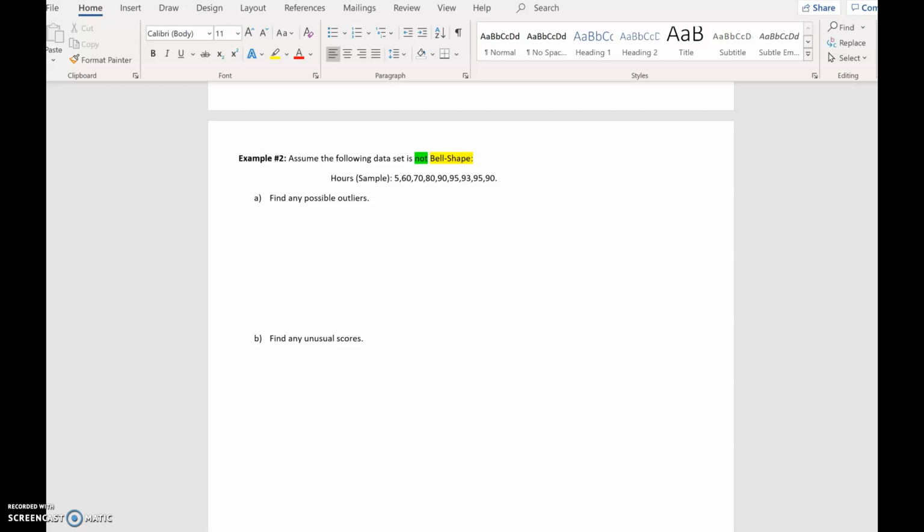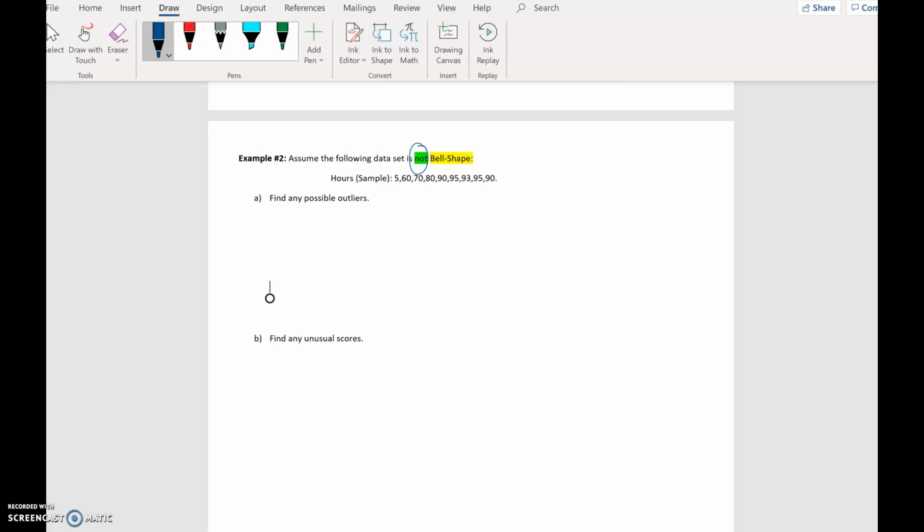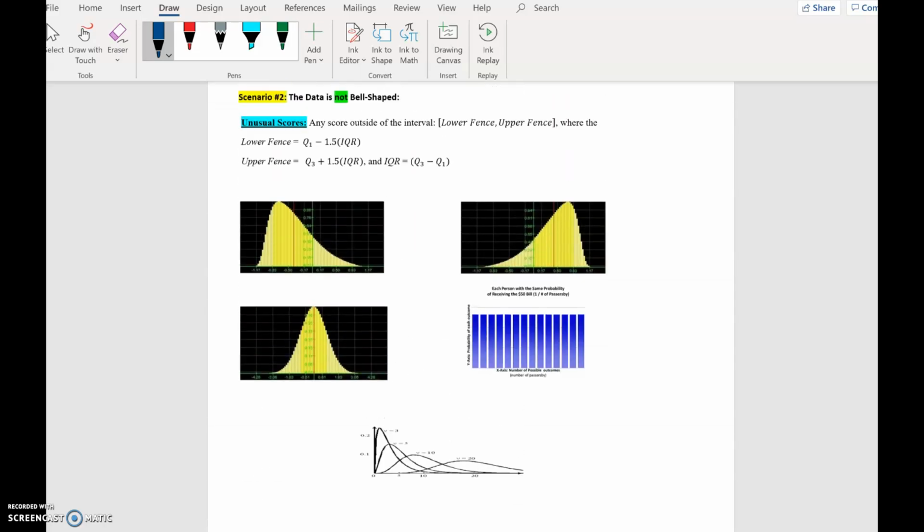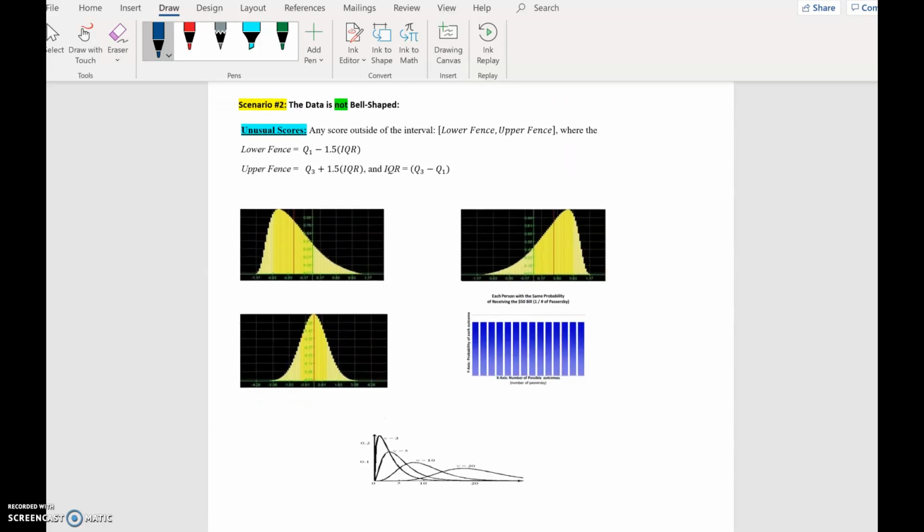Hi class, let's take a look at example 2. Now in example 2, one of the main premises that we have is that we're assuming that it's not bell shape. So if we're talking about unusual scores in the actual data set, we're told that it's not bell shape or not likely to be bell shape, then this is the proper interval that we're considering.